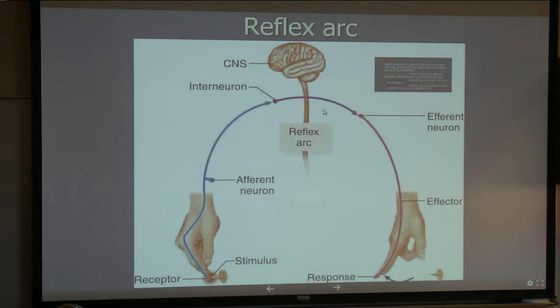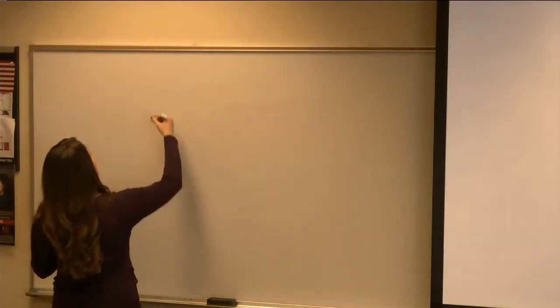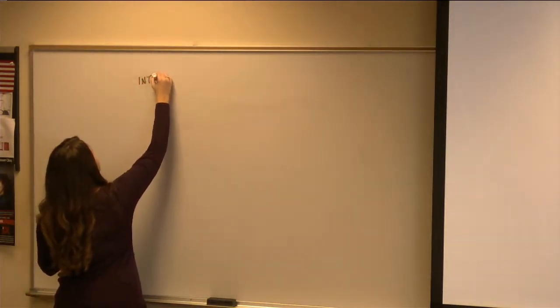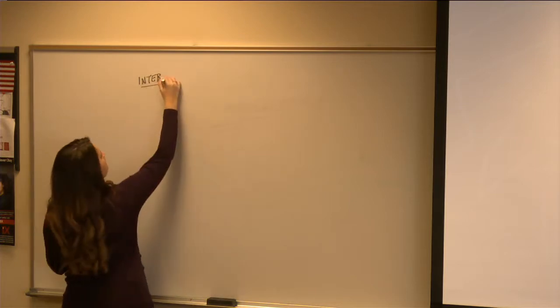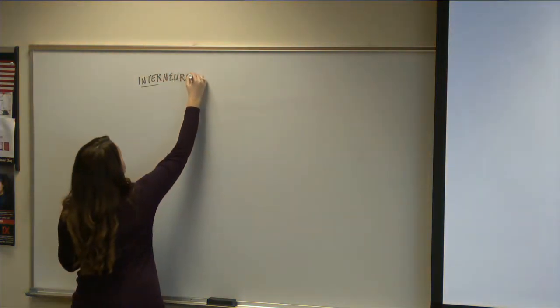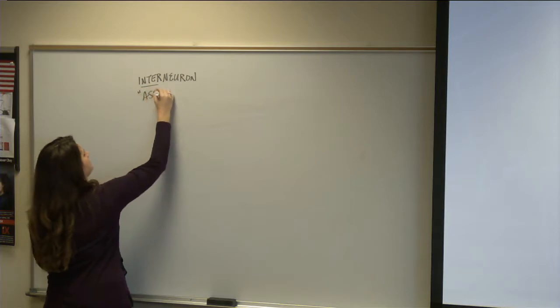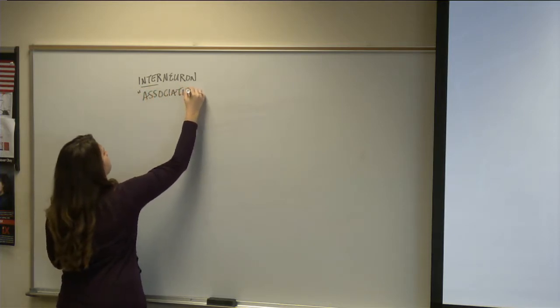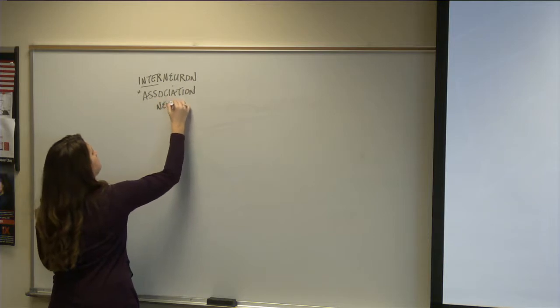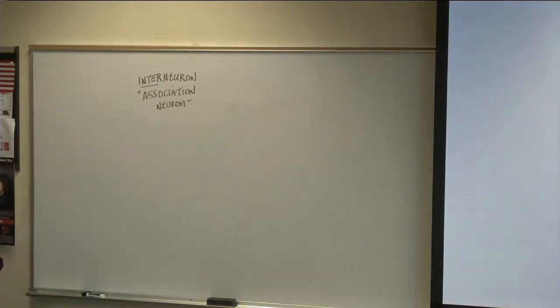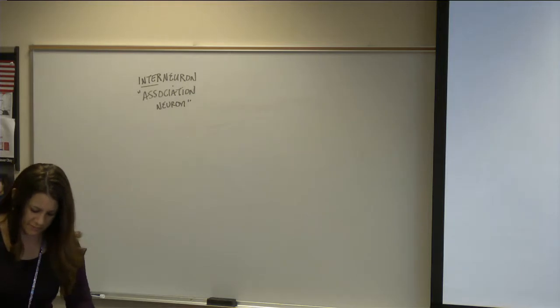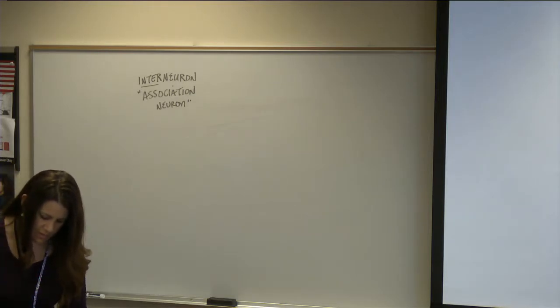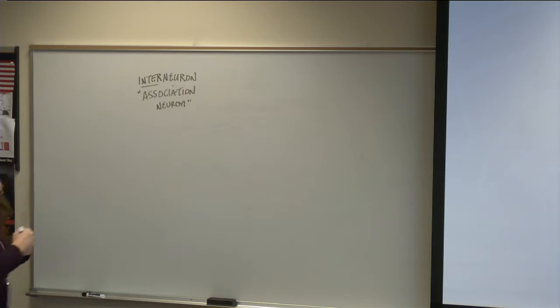Your interneuron also can have another name. I think you'll see this name primarily with the lab book, not so much with your textbook. INTER means between. Your interneuron is the same thing as an association neuron. And again, let's see if I have a purple marker. I don't, so I'll just use green.